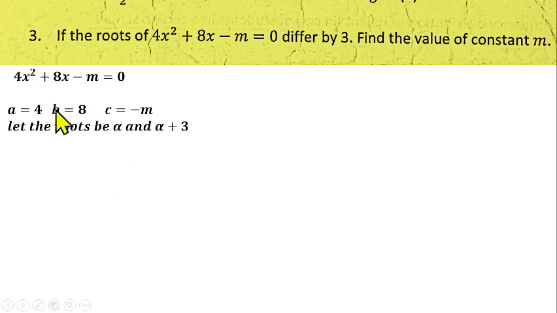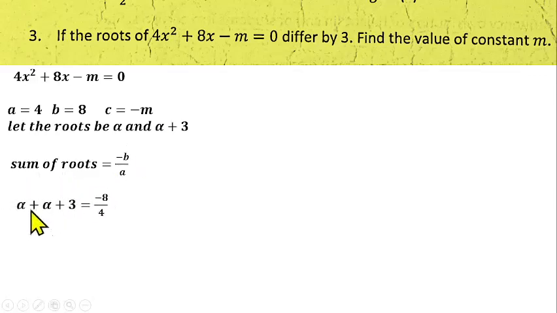Good. So we understand that under the sum and product of roots of a quadratic equation, we can sum these two roots together. We can sum alpha and alpha plus 3 together, and that will be the sum of roots. The sum of roots of a quadratic equation is minus b over a. We still remember that. So when you sum the two roots, you'll be having alpha plus alpha plus 3, equal to minus b over a. Our b is 8 and our a is 4, so minus 8 over 4.